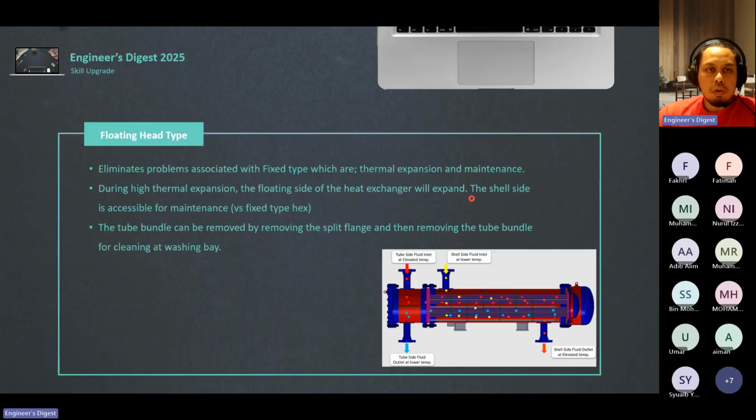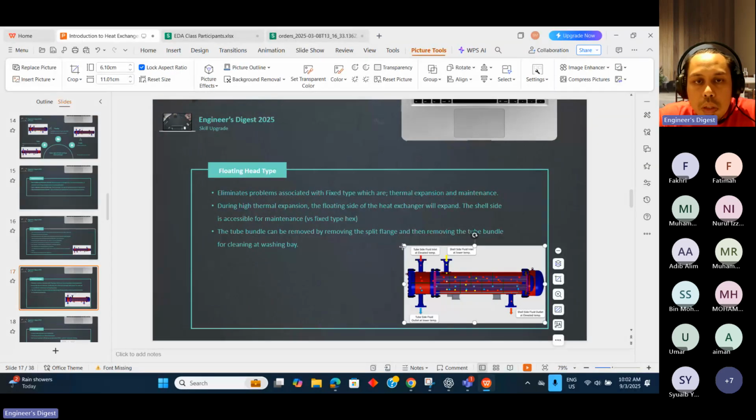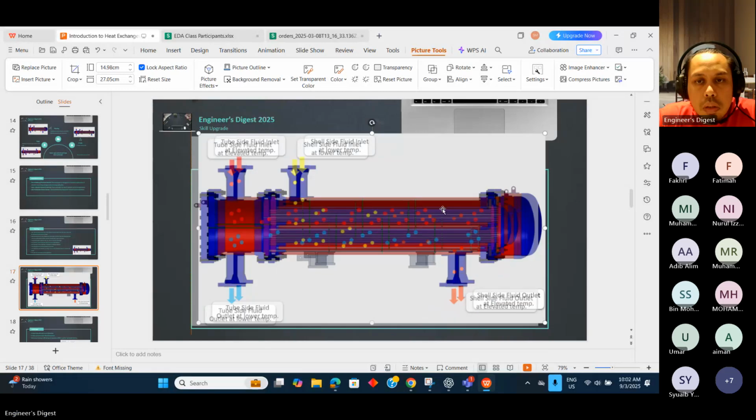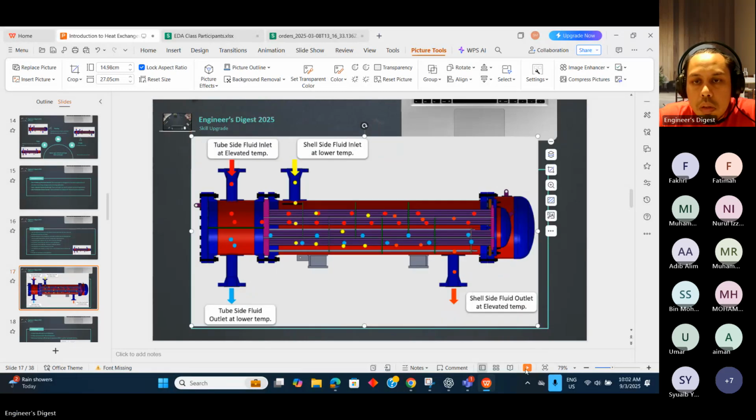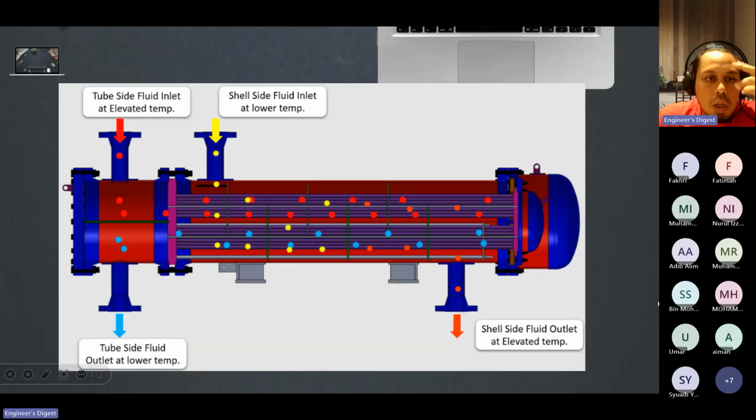Okay, this is a floating type. I will try to make this picture bigger so that we can see. This is the tube side fluid inlet, at elevated temperature, coming in. You can see this is not a bonnet type anymore because we have a channel cover.